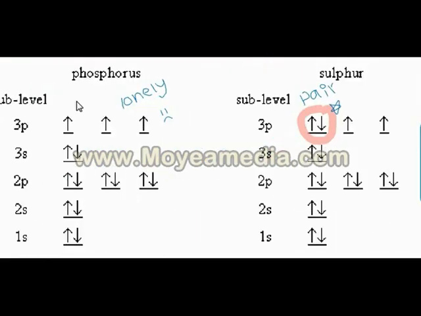In this drawing, phosphorus has 3 electrons, so it fills the 3 orbitals singly. But in sulfur, since it has 4 valence electrons, it fills 1, 2, 3, and 4. So it has a pair, while phosphorus does not have any pairs. There's electron-electron repulsion within the same 3p orbital, which counteracts the effect of the increase in nuclear charge. So it's easier to remove an electron from sulfur than phosphorus. So sulfur has lower ionization energy.